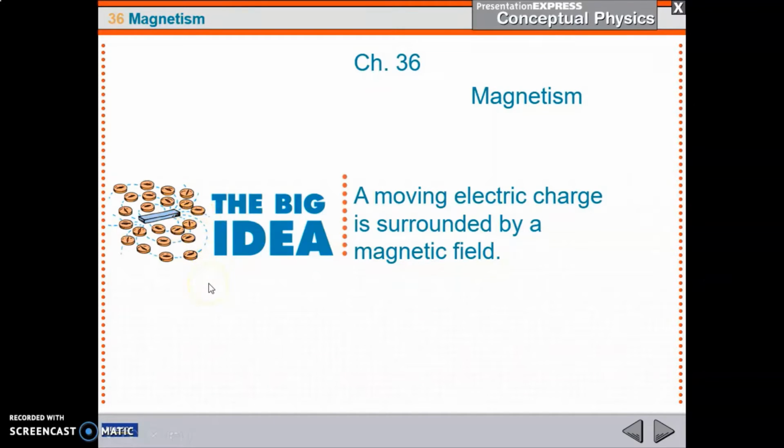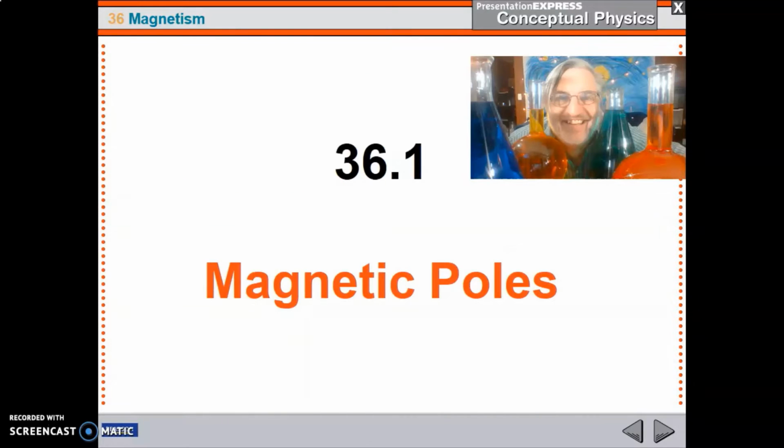A moving electric charge is surrounded by a magnetic field. So ultimately, all magnetism comes from a moving electric charge. But that's actually a pretty sophisticated idea. We don't actually talk about that electric charge part until section 2, 3, or 4. So let's stick with the basics for now.